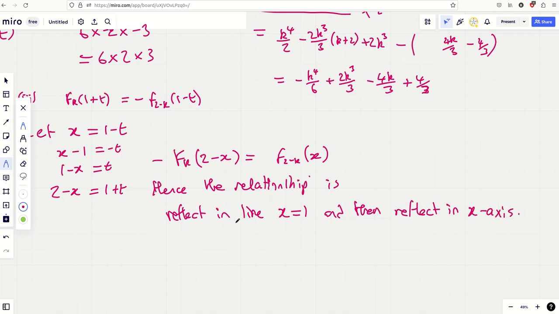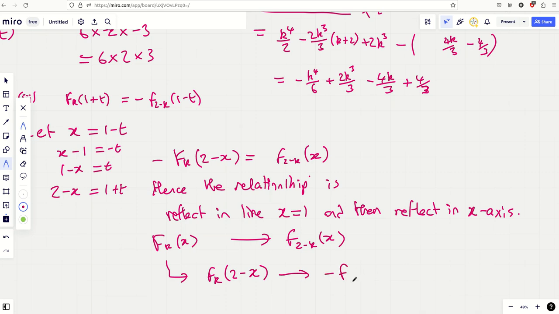If you like, all that's happened is, to get from f of k of x all the way to f of 2 minus k of x, first you need f of k of x to become f of k of 2 minus x. That's a reflection in the line x equals 1. And then you need to make it negative, and that's a reflection in the x-axis, and you get there. That's what we're really saying. Okay, so that's that one.